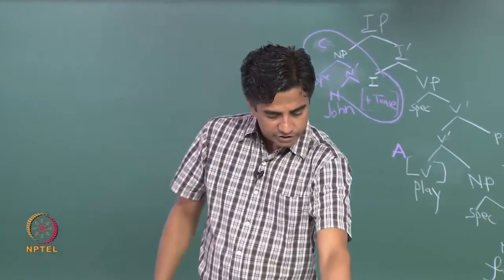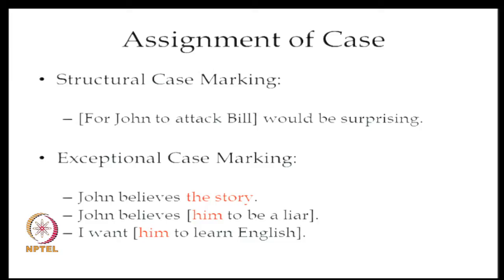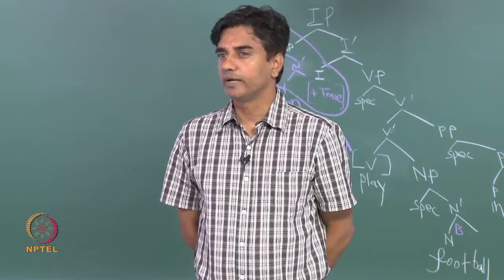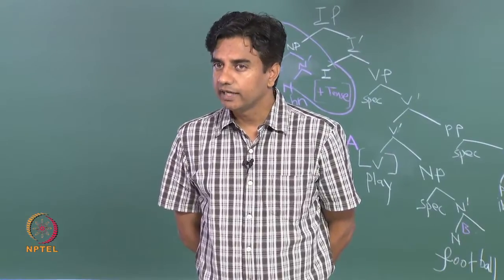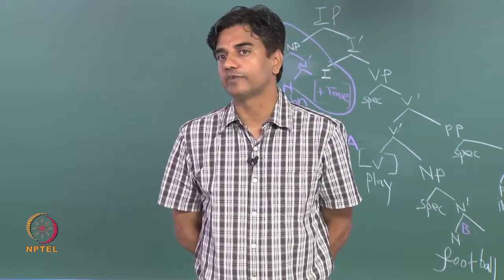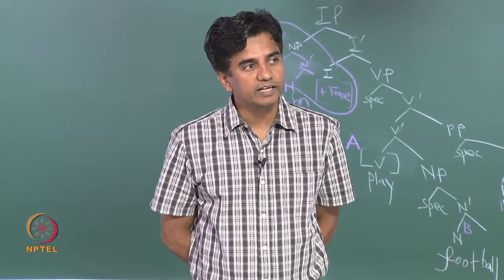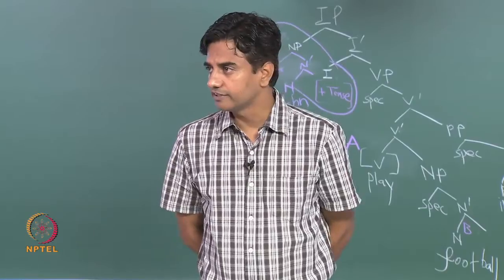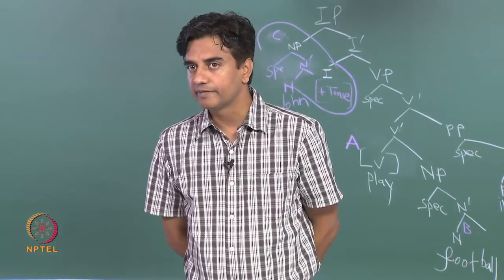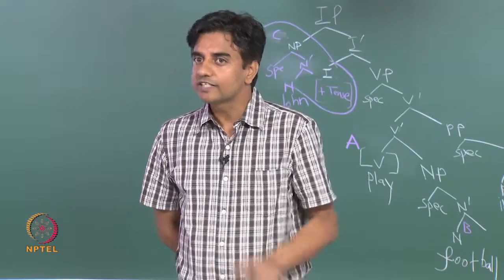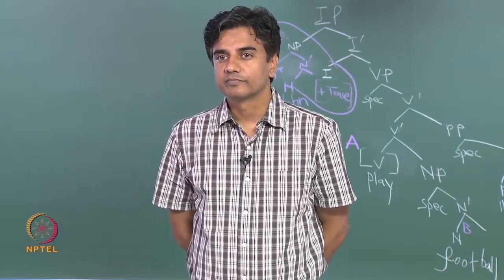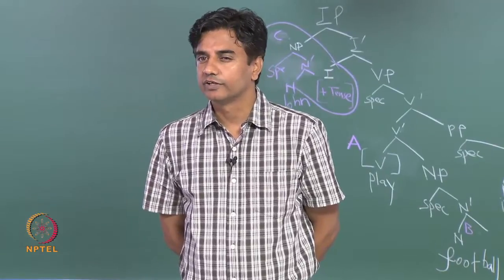One more question. Do you see the three sentences below? John believes the story. Good sentence. John believes him to be a liar. What's the object of this sentence? "Him to be a liar," right? Is that a finite clause or a non-finite clause? Non-finite clause, right? Which means that's an IP. What is the subject of that IP? Him. And "him" is what? Nominative case or accusative case?